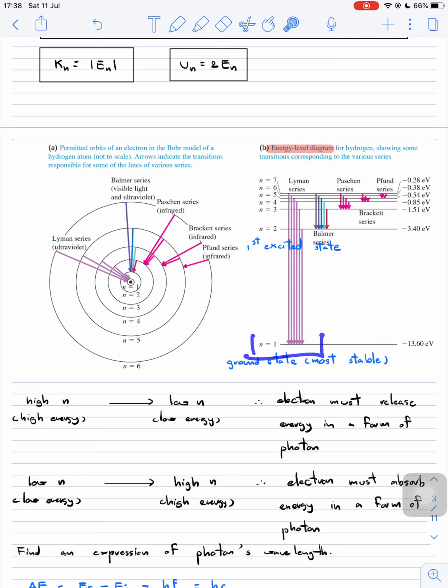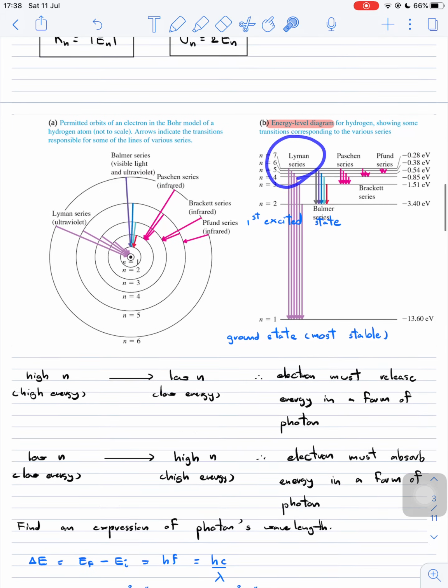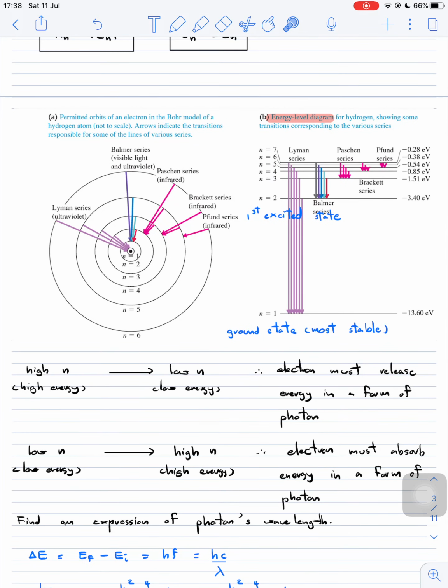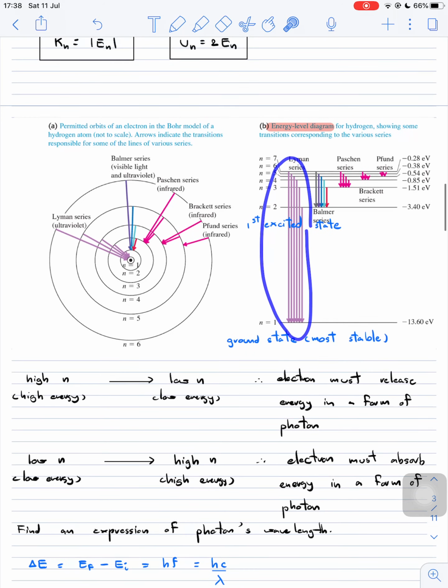Okay, just come back to n equal to 1 here. This is called the Lyman series. If you compute the wavelength of this type of photon, you will see that the wavelength of the photon is in the region of the ultraviolet. So please remember this: Lyman series, ultraviolet.